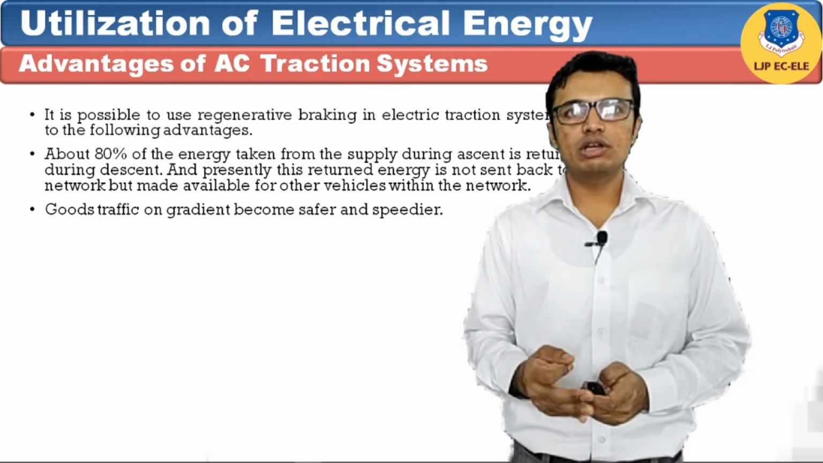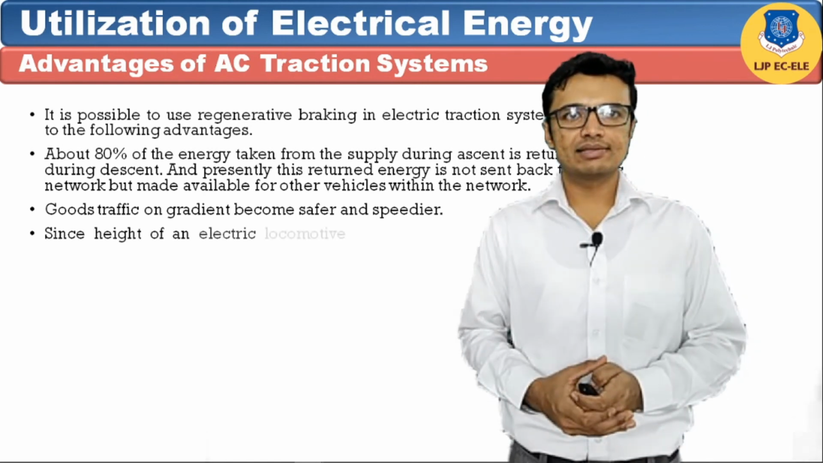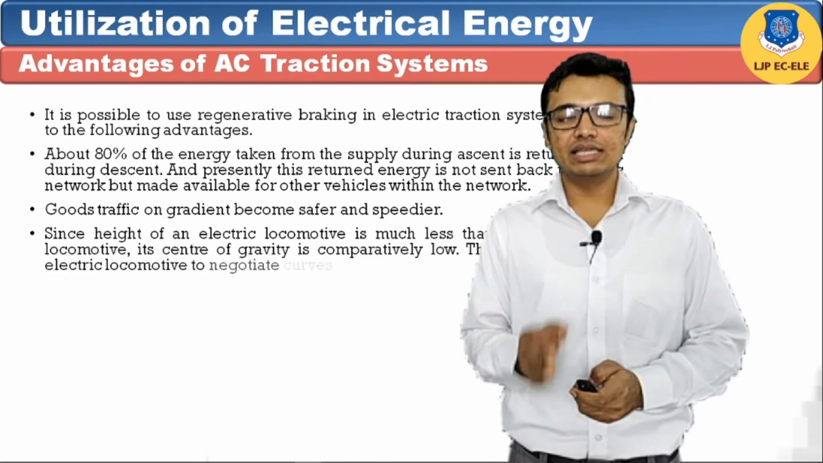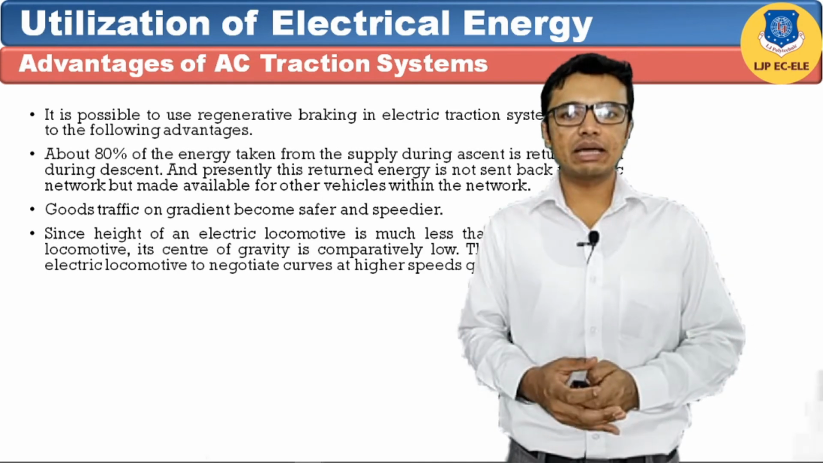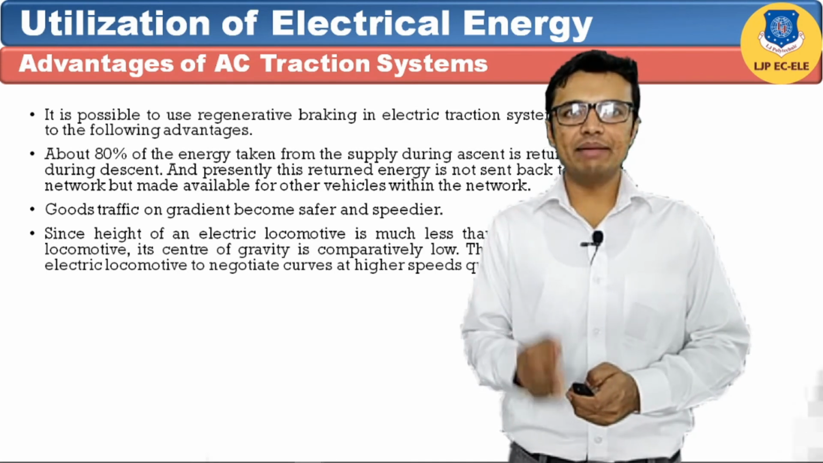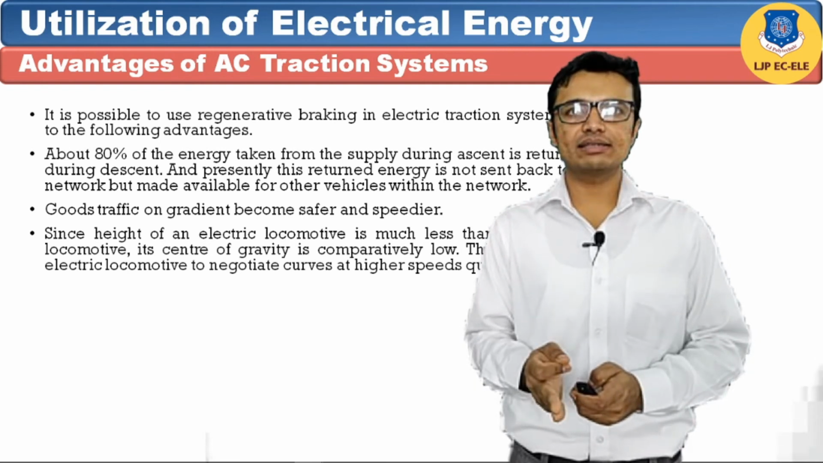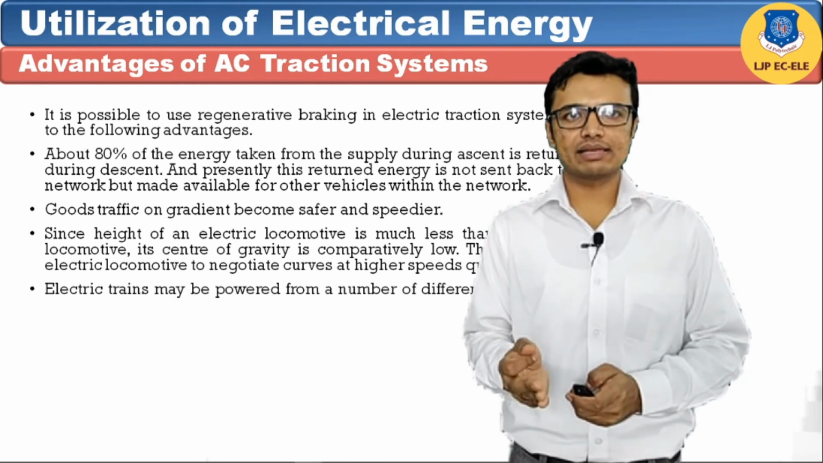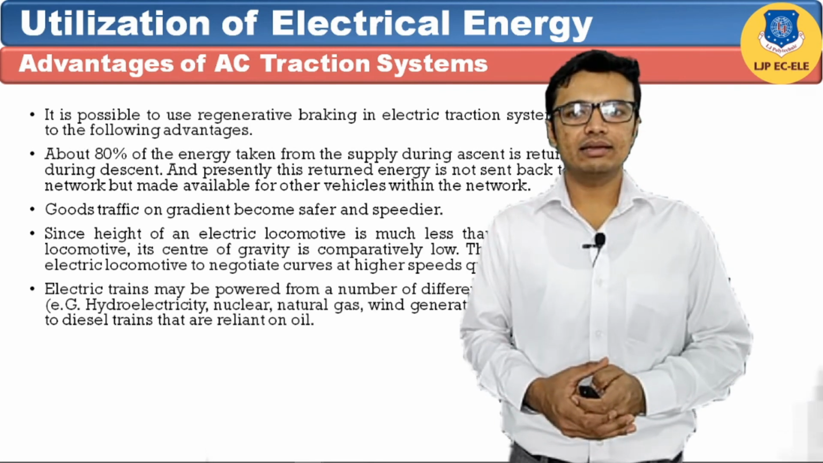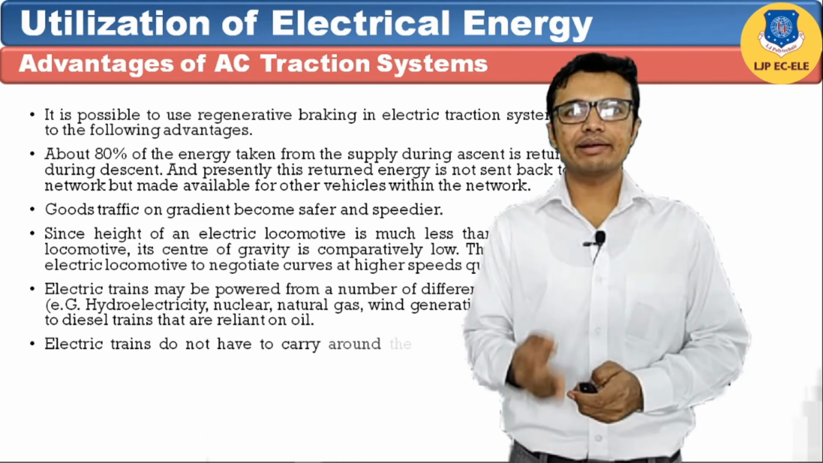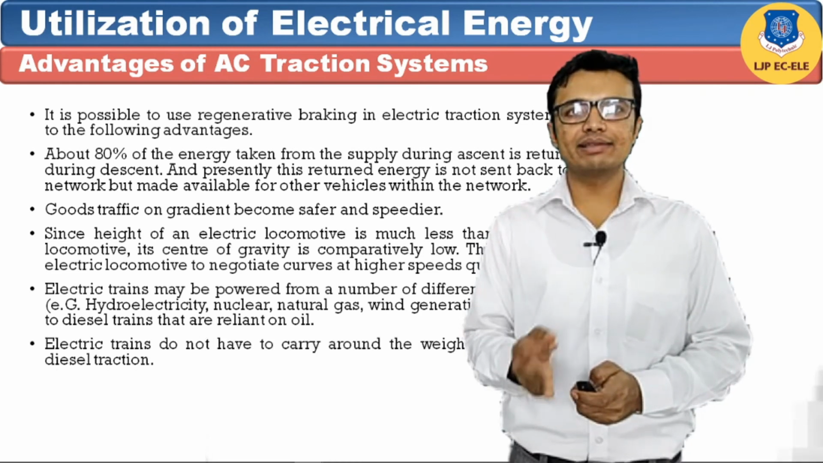Next is good traffic. Often a gradient becomes safer and speedier. Since the height of the electrical locomotive is much less than the steam locomotive, its center of gravity is comparatively low. This fact enables the electrical locomotive to negotiate curves at a higher speed. Electrical trains may be powered from a number of different sources of energy. So electrical trains do not have to carry around the weight of their fuel, unlike a diesel traction system.